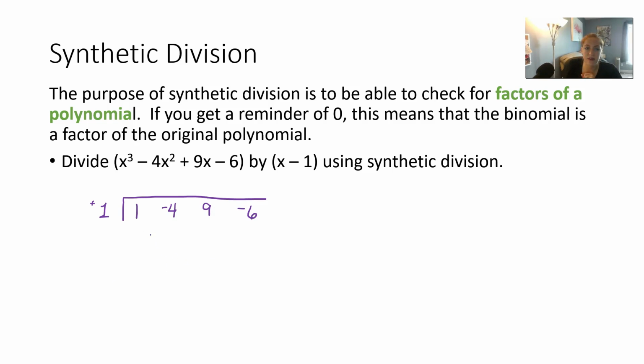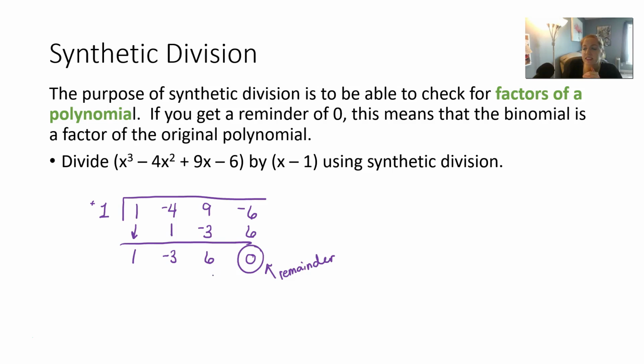So we synthetically divide by dropping the first one down, multiplying. 1 times 1 is 1. Again, adding down. -4 plus 1 is -3. Multiply, that stays -3. Add down, 9 minus 3 is going to give us 6. 6 times 1 is +6. Add straight down, and we get a remainder of 0. That's great because it tells us that that binomial of x minus 1 factors or evenly divides that polynomial.